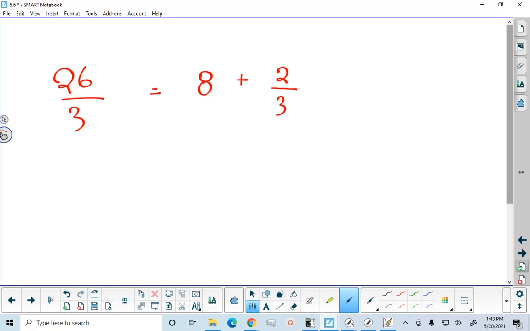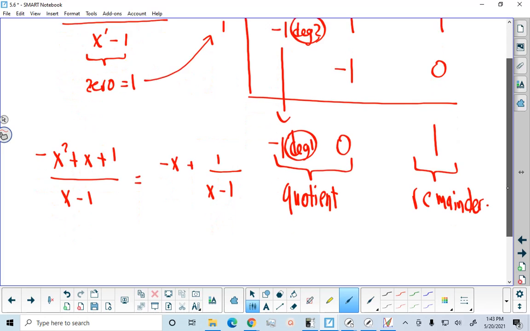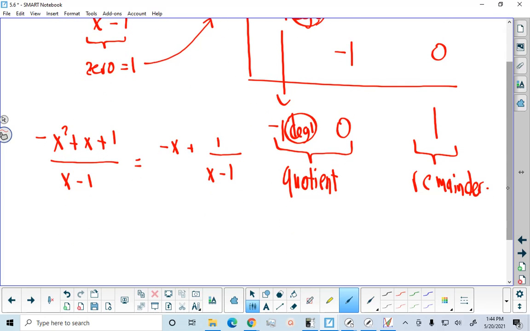You can feel free right now to use your calculator and calculate 26 divided by 3. You will get 8.6 repeating. You can use your calculator to take 8 plus 2/3. You will get 8.6 repeating. So what have we discovered? We've discovered that this function, this is y, can be written instead this way.